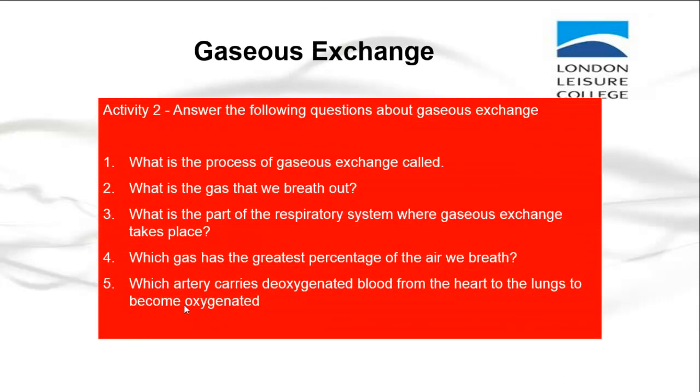So, as a review, answer the following questions about gas exchange. So what is the process of gas exchange called? What is the gas that you breathe out? What is the part of the respiratory system where gas exchange takes place? Which gas has the greatest percentage of the air that we breathe in? And which artery contains deoxygenated blood from the heart to the lungs to become oxygenated?